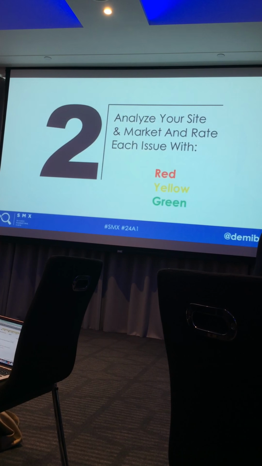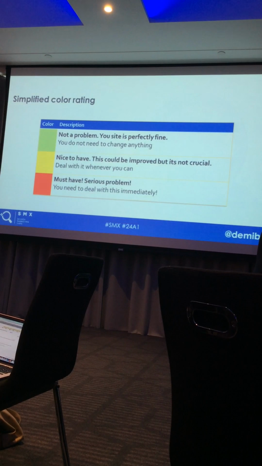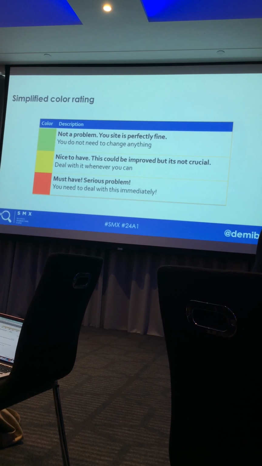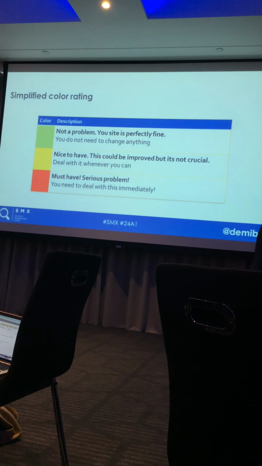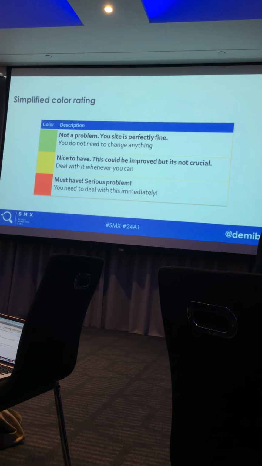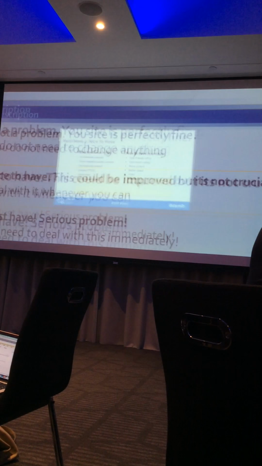I like to rate them in red, yellow, green. Green is of course perfect. Yellow is something that's nice to have, things we want to improve, but it's not crucial. And the red ones are the must-haves.